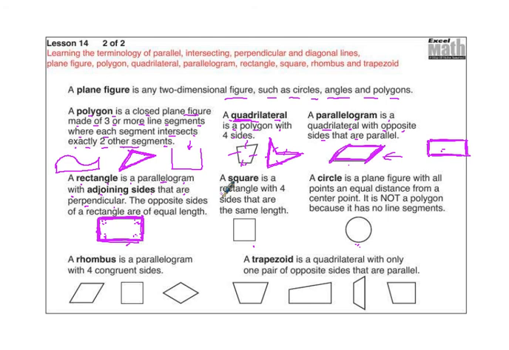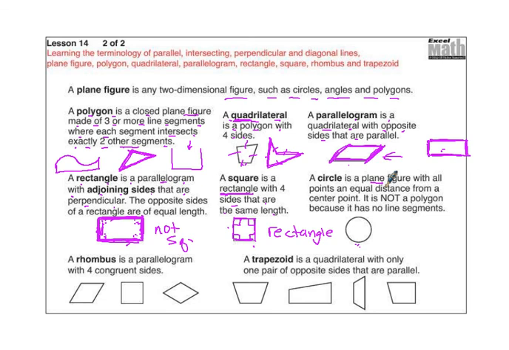A square is a rectangle with 4 sides that are the same length. Notice in this shape, you probably have been taught this incorrectly before. This shape here has 4 right angles in it, which means this is a rectangle. A square is a rectangle, but it's also a square because it has 1, 2, 3, 4 congruent sides. All the sides are the same length. This is a rectangle that is not a square because it has 2 long and 2 short.